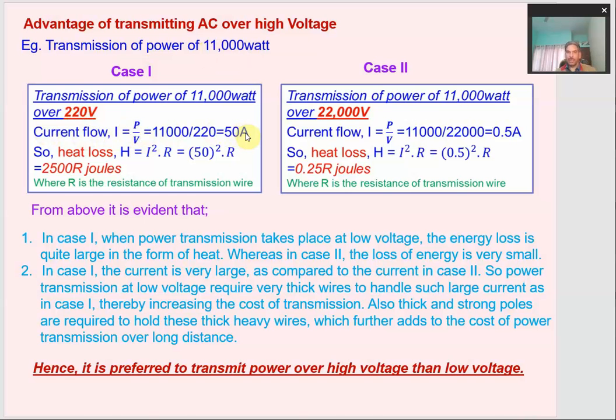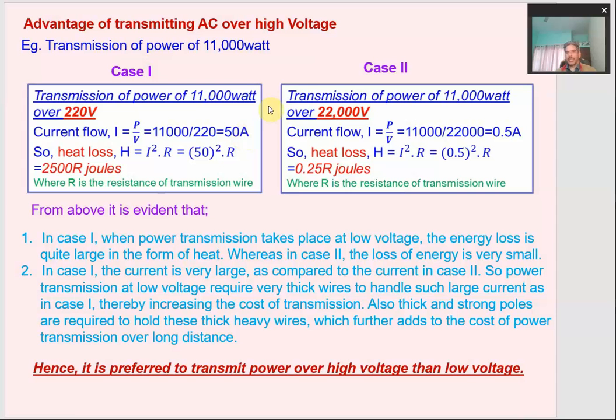If the coils have some resistance, then a heat loss equal to I square R will occur, which will be quite large. It will be about 2500 times the resistance R of the transmission wire we are using. In order to hold that much current, the transmission wire has to be very thick, which requires a large amount of material as well as cost.